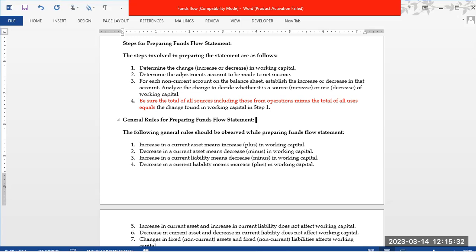Number 3rd rule is increase in current liability means decrease, minus, in working capital. And you have to take note of all this. Number 4th rule, decrease in current liability means increase, plus, in working capital.